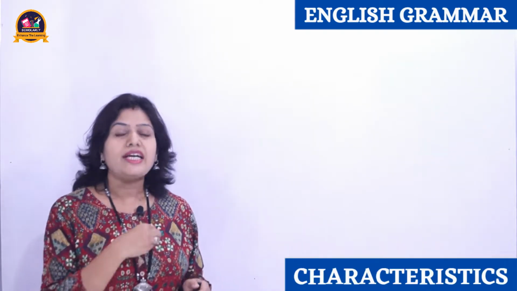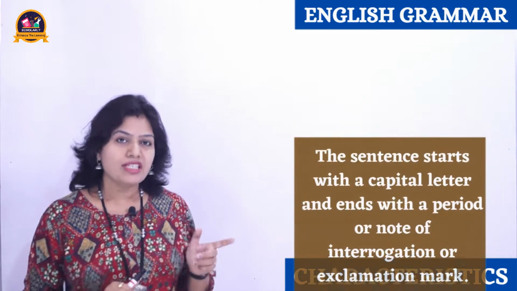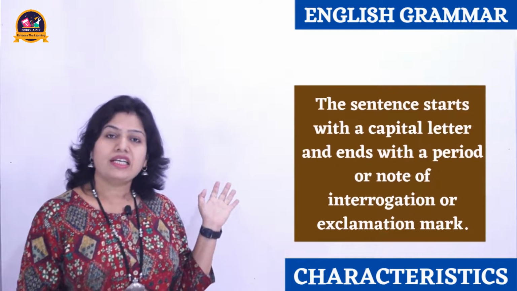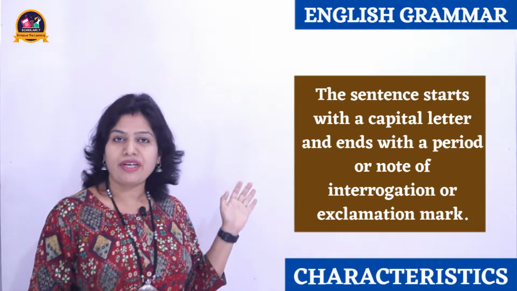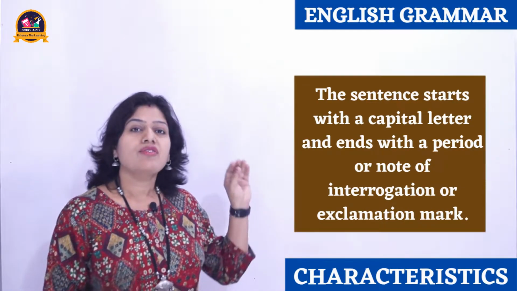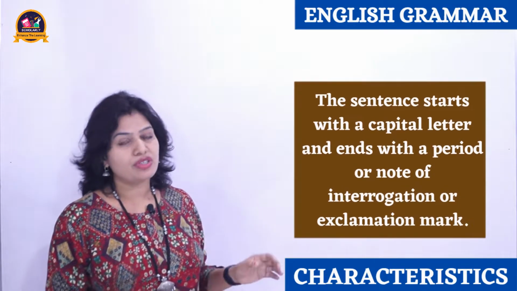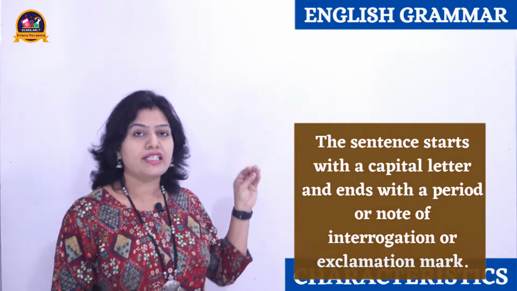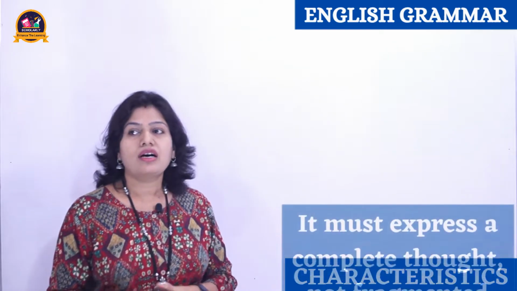So let's see some of the characteristics of the sentence. The first characteristic of the sentence is that in written form, it starts with a capital letter and it ends with a period, that is full stop, or any interrogation mark, that is question mark, or an exclamatory mark, that is exclamation mark. So this is the first characteristic.